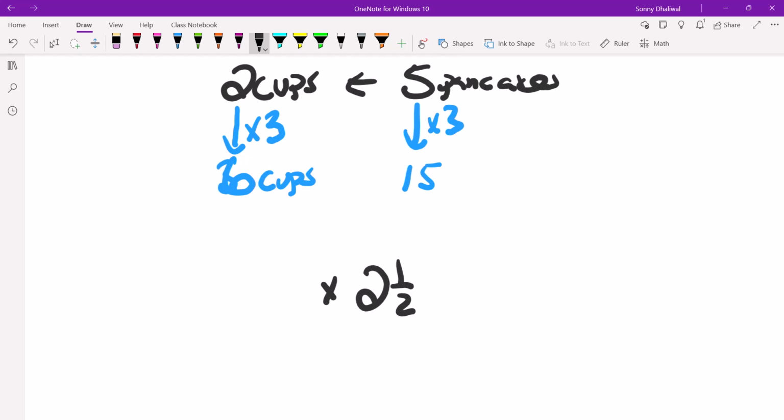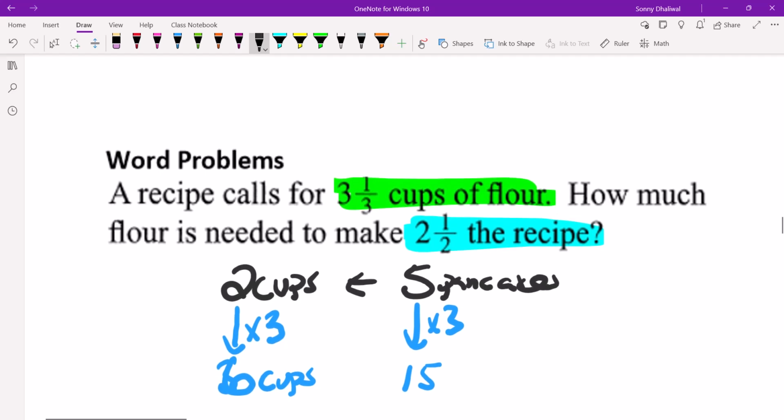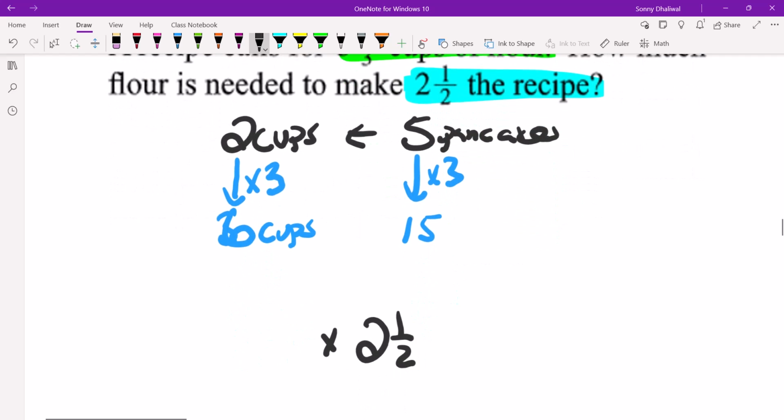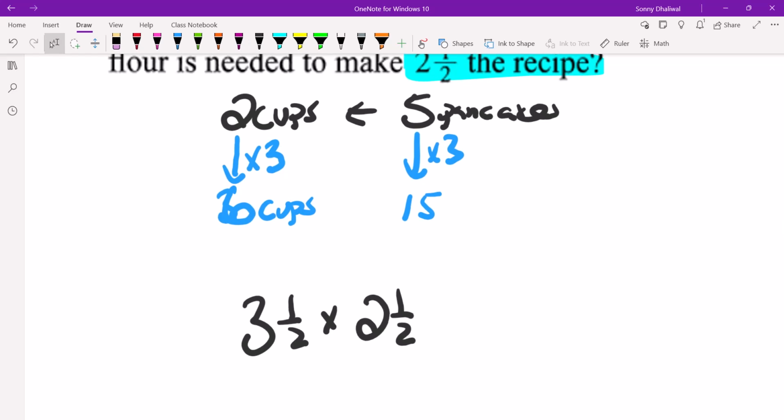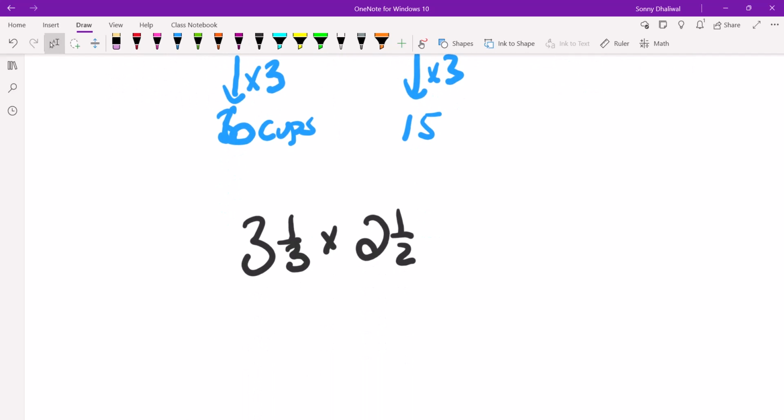What do we need? Well, the recipe here calls for 3 1/3 cups. So this is a little bit harder than my example because lots of fractions. So it's 3 1/3. Oh, 3 1/3. Thank you. All right. So you need to multiply those together to figure out how much he can make.